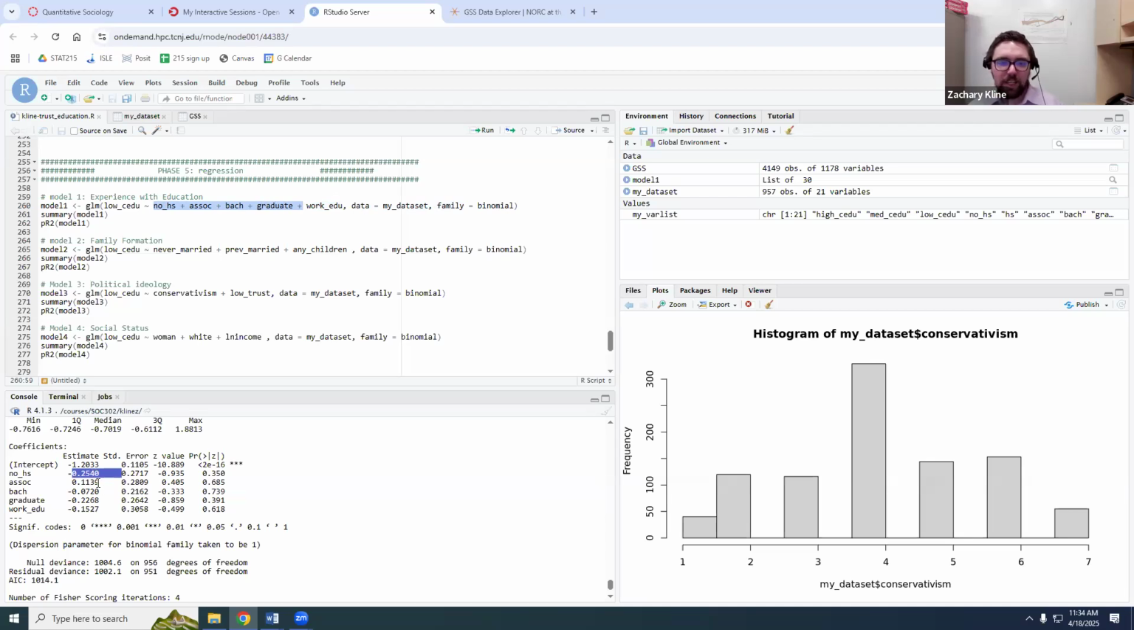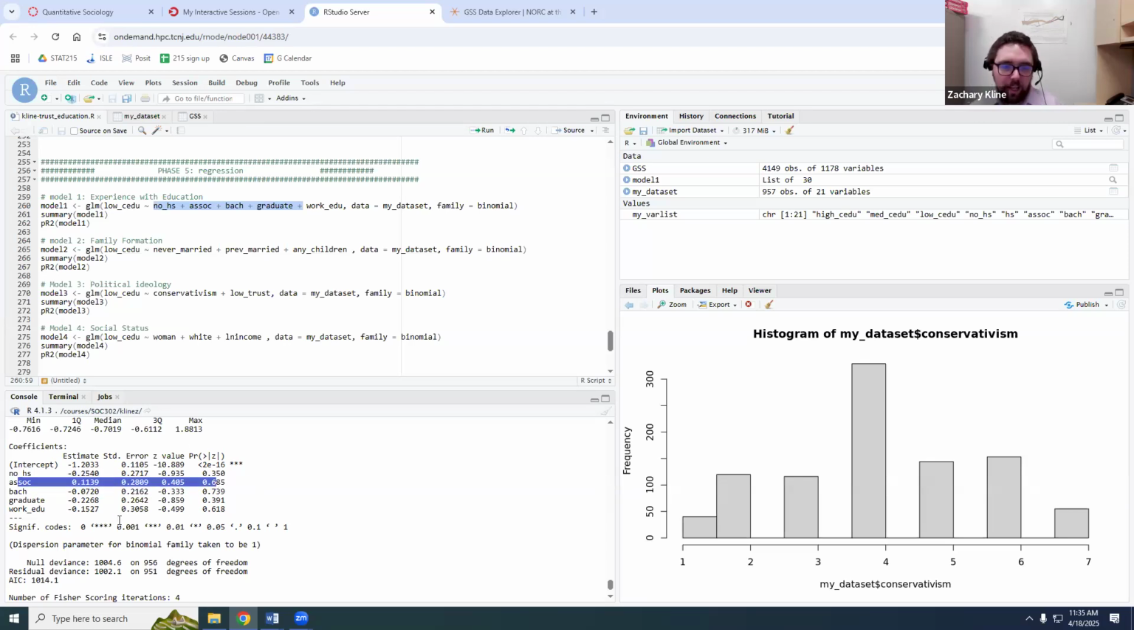Okay, so this is saying here, compared to those who have a high school degree, those who do not have a high school degree are less likely to say they have low confidence in education. We know it's less likely because this is minus. However, this effect is not statistically significant. In other words, we can't be confident that there actually is a difference in the probability of having low confidence in education for those without a high school degree and those with a high school degree.